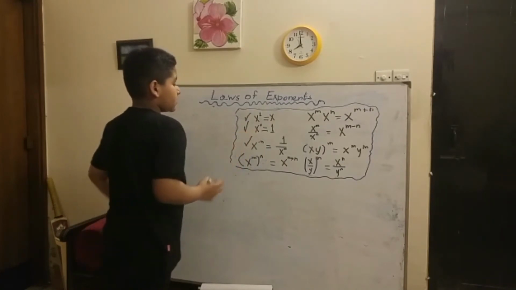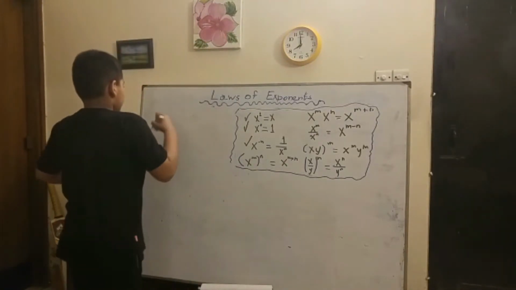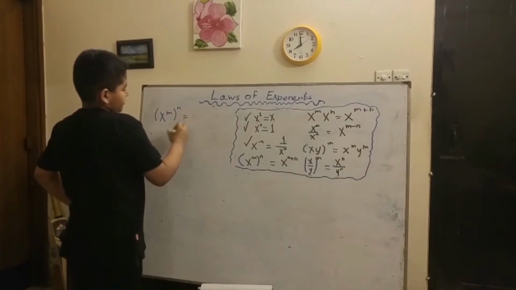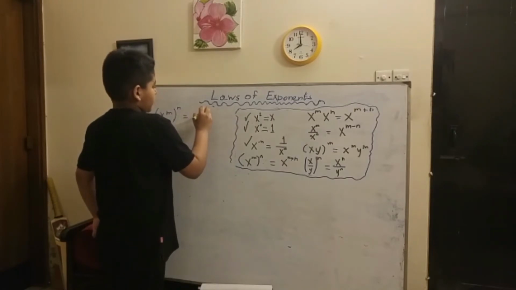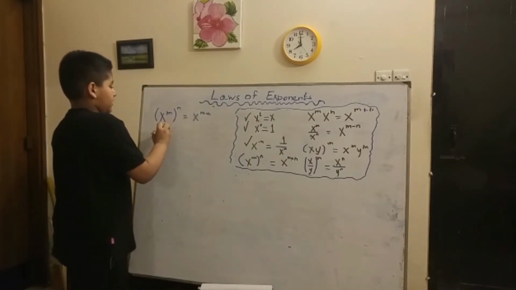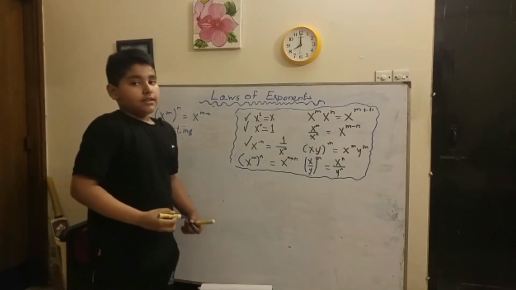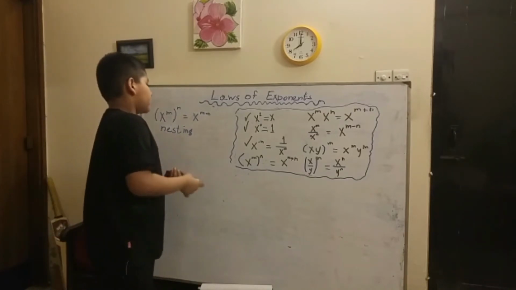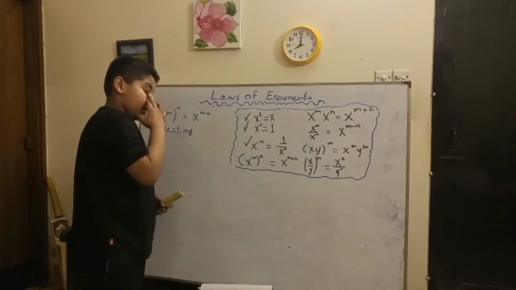So let's look at the fourth law, the last one on this line. Let's give a tick mark so that we can keep track. So this next law: x to the m, and the group is raised to the nth power, equals x to the power of m times n. This is a particular thing in exponents we call nesting. So x to the mth to the nth is equal to x to the m times n.